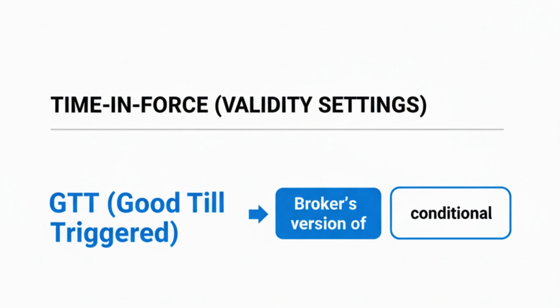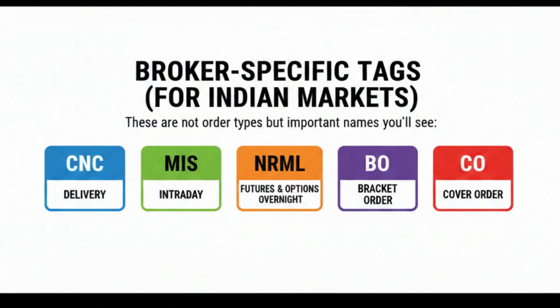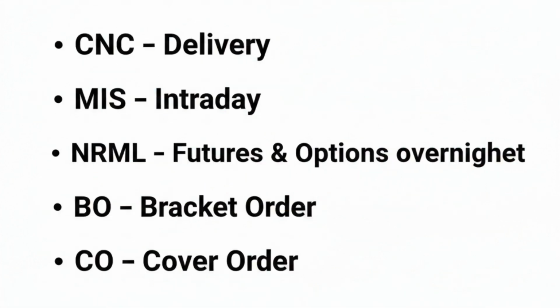GTT, good till triggered. Broker's version of conditional order. Broker-specific tags for Indian markets. These are not order types, but important names you'll see. CNC, delivery. MIS, intraday. NRML, futures and options overnight. BO, bracket order. CO, cover order.